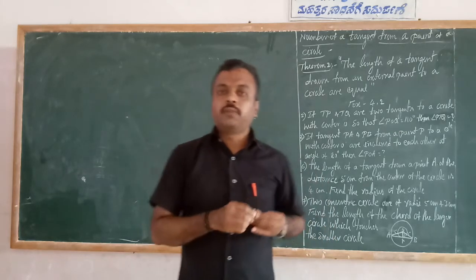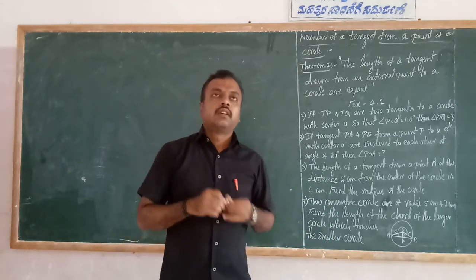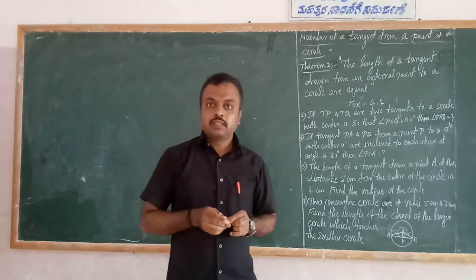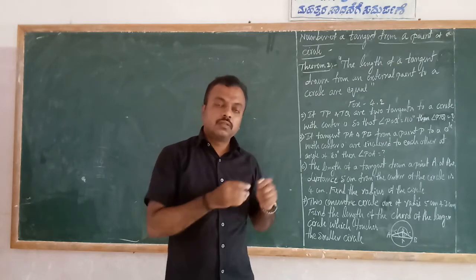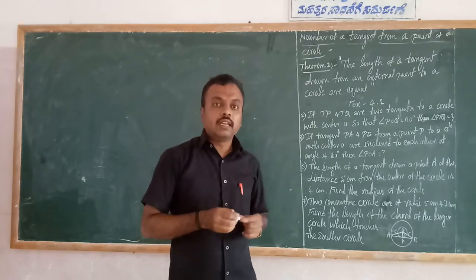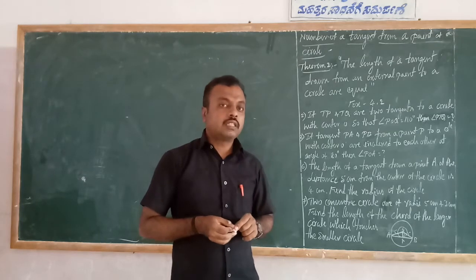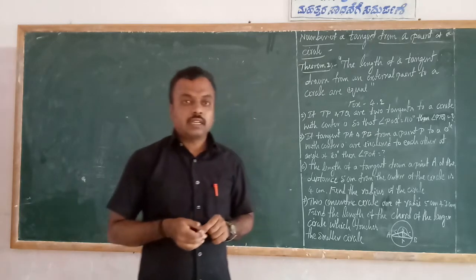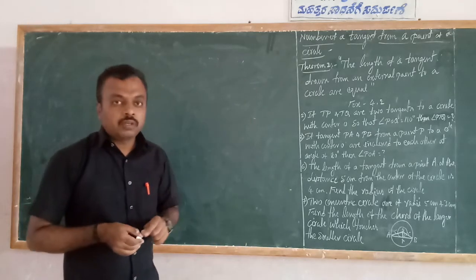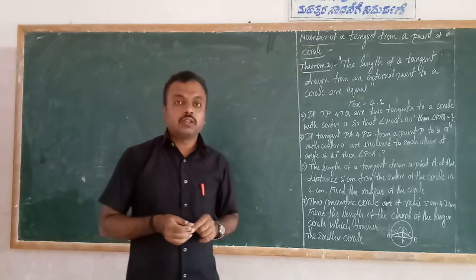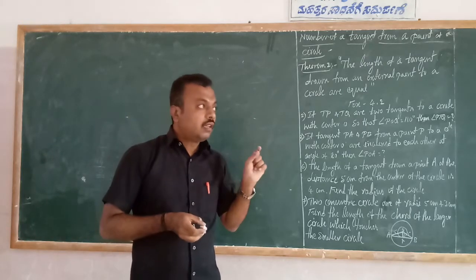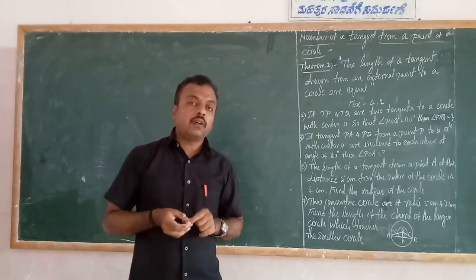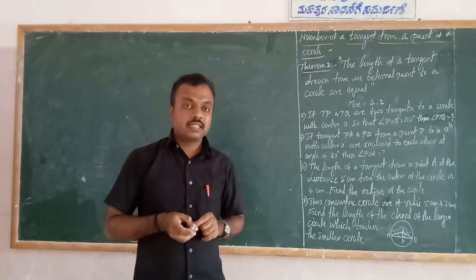Dear students, in the previous classes we have discussed the parts of circles, then tangent of circles, and then secant of circles. So these concepts we discussed in the last classes. Today we are going to discuss the number of tangents from a point to a circle, and also theorem number 2. In the previous class one theorem was also discussed. What is that theorem? The tangent is perpendicular to the radius of the circle through the point of contact. That theorem we have discussed in the previous classes.